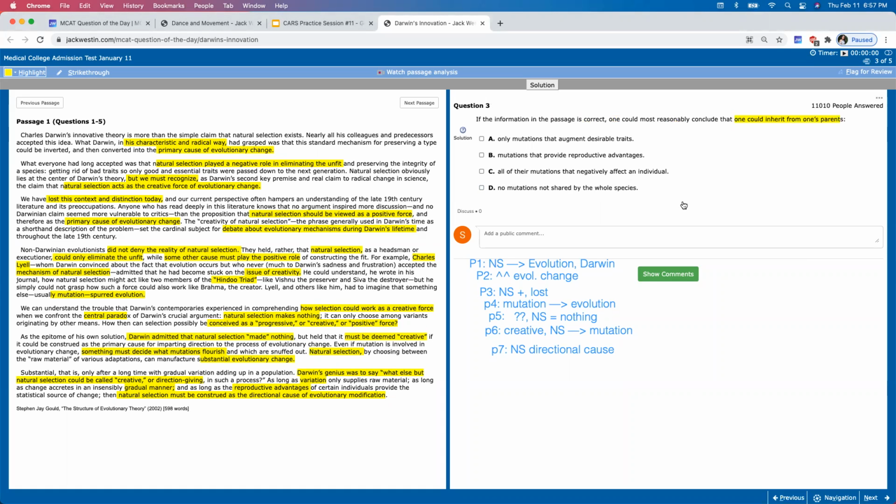Okay, number 3. If the information is correct, what can we conclude from one could inherit what from one's parents?